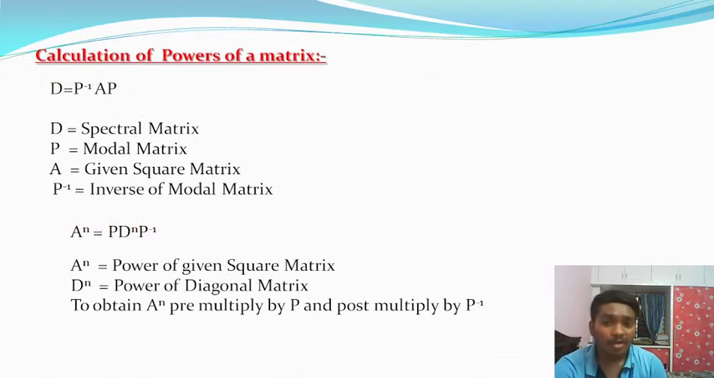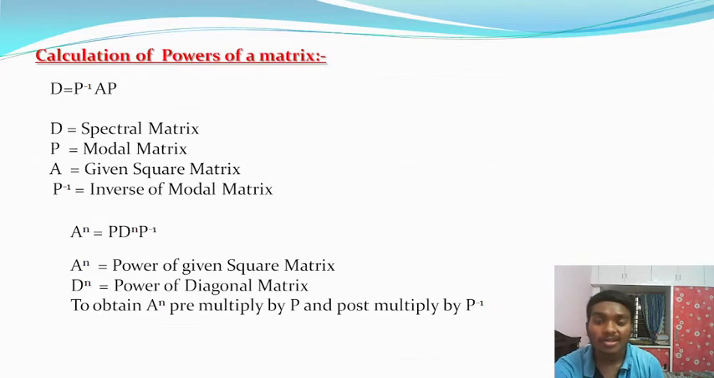Calculation of higher powers of a matrix using the diagonalization method. Before calculating higher powers, we need to calculate the diagonal matrix. The diagonal matrix can be calculated by calculating the model matrix. The model matrix can be calculated from the eigenvectors. Eigenvectors can be calculated from the eigenvalues of the characteristic equation. The characteristic equation is calculated using determinant of A minus lambda I equal to 0 for our given n by n square matrix.